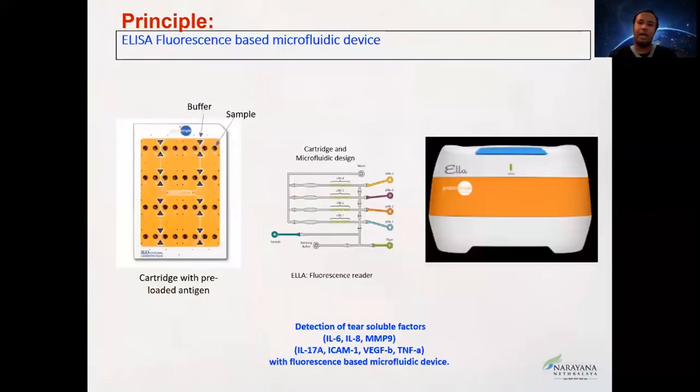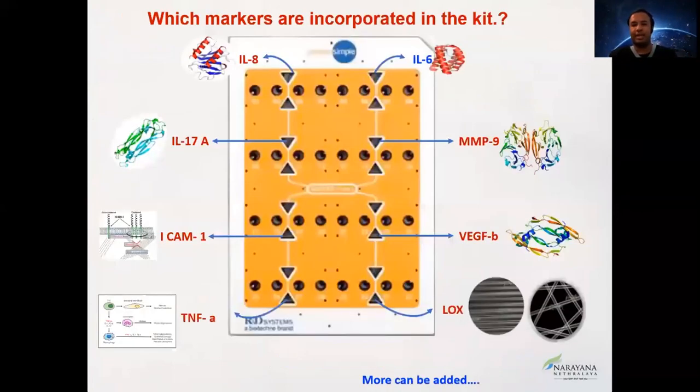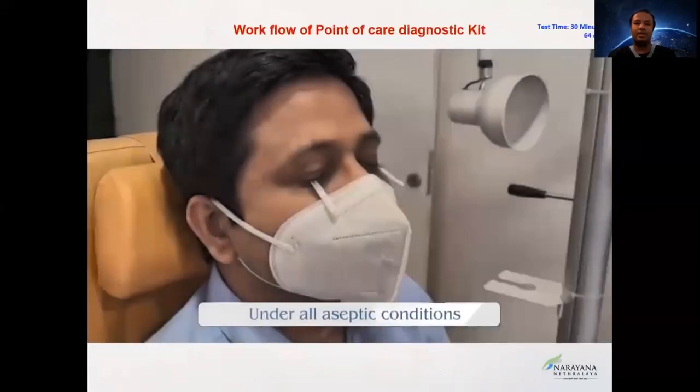This is how the device, which is in the beta version of testing, known as the ILA kit, looks at various tear soluble factors, whether it's interleukin 1, 6, 8, or MMP9. It has a microfluidic channel, which is coated specifically to detect these markers. And it's an easy way to do it.